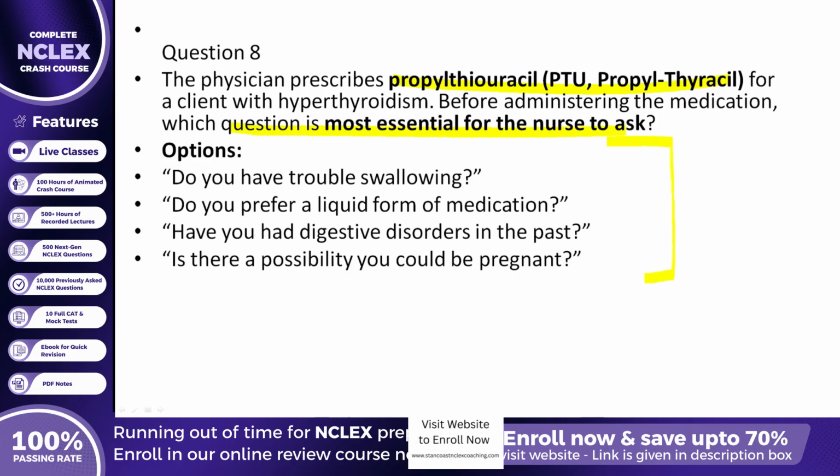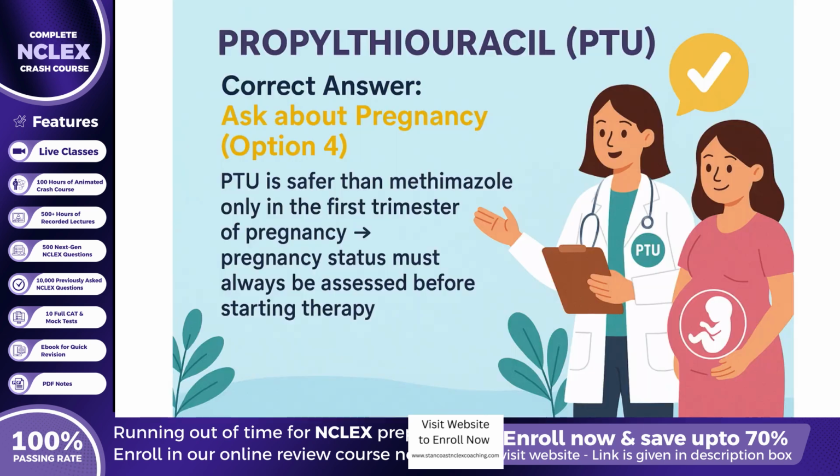Option 1, do you have trouble swallowing? Option 2, do you prefer a liquid form of medication? Option 3, have you had digestive disorders in the past? And option 4, is there a possibility you could be pregnant? The correct answer here is option 4, asking, is there a possibility you could be pregnant? This is the priority because PTU has a significant teratogenic risk.